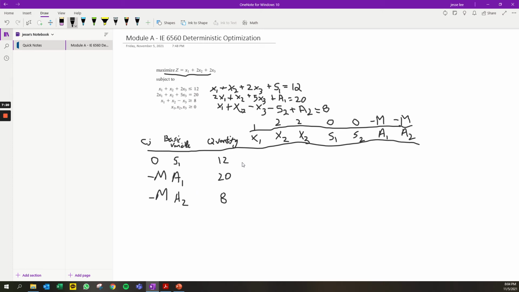Okay, and then we're going to fill it out. We're going to write for x1 here, we've got to write our coefficients, 1, 1, and for x3 there's a 2.